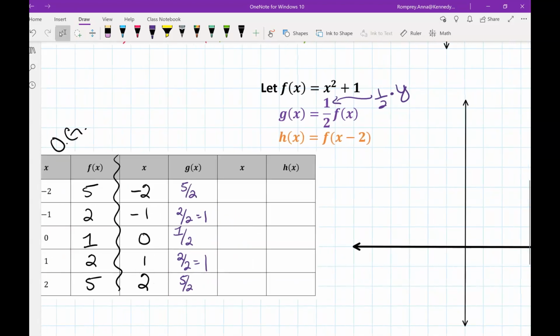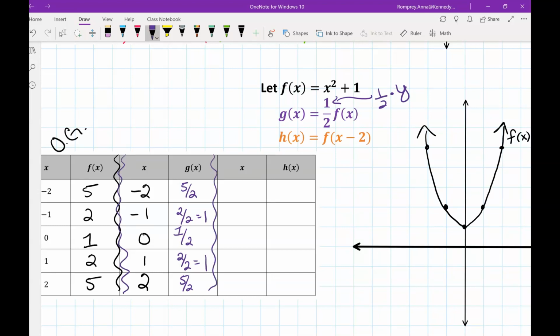So let's go ahead. Oop, I need to graph my original graph first. So -2, 5, -1, 2, and so on. All right, and there is my original function, f of x. All right, so now we are going to plot g of x.